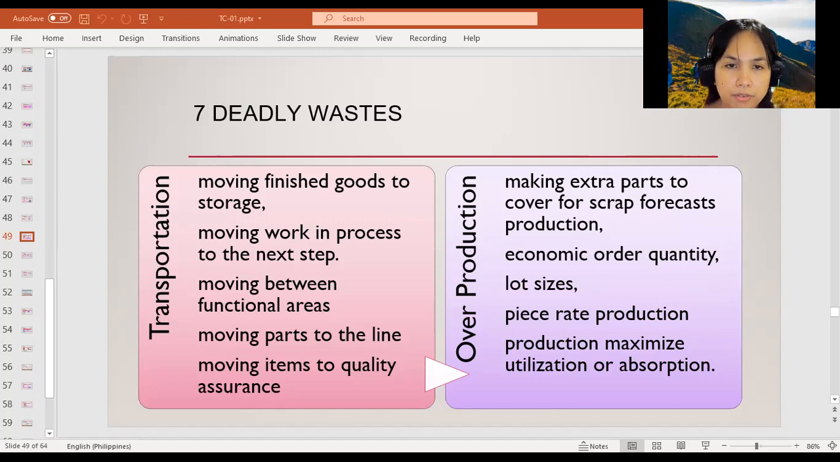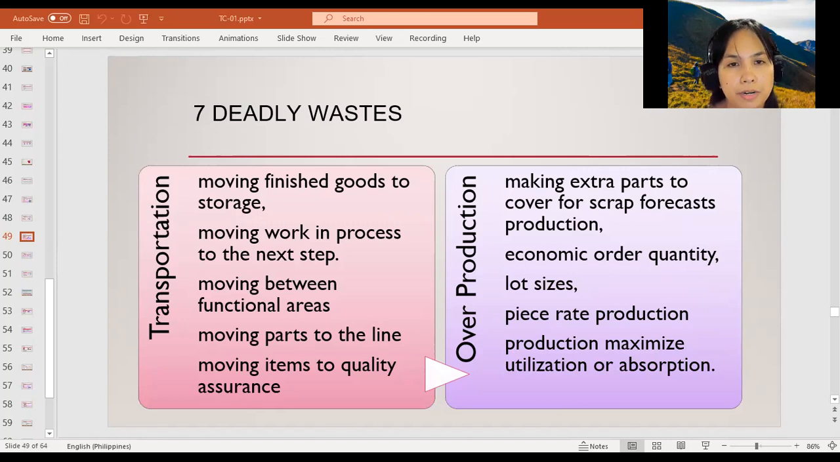And then we have the next one, overproduction. This is what lean practitioners commonly refer to as the mother of all wastes, which occurs when we make more products than the customer needs right now. The reason we say overproduction is the mother of all wastes is because it often leads to all the other wastes in one form or another.